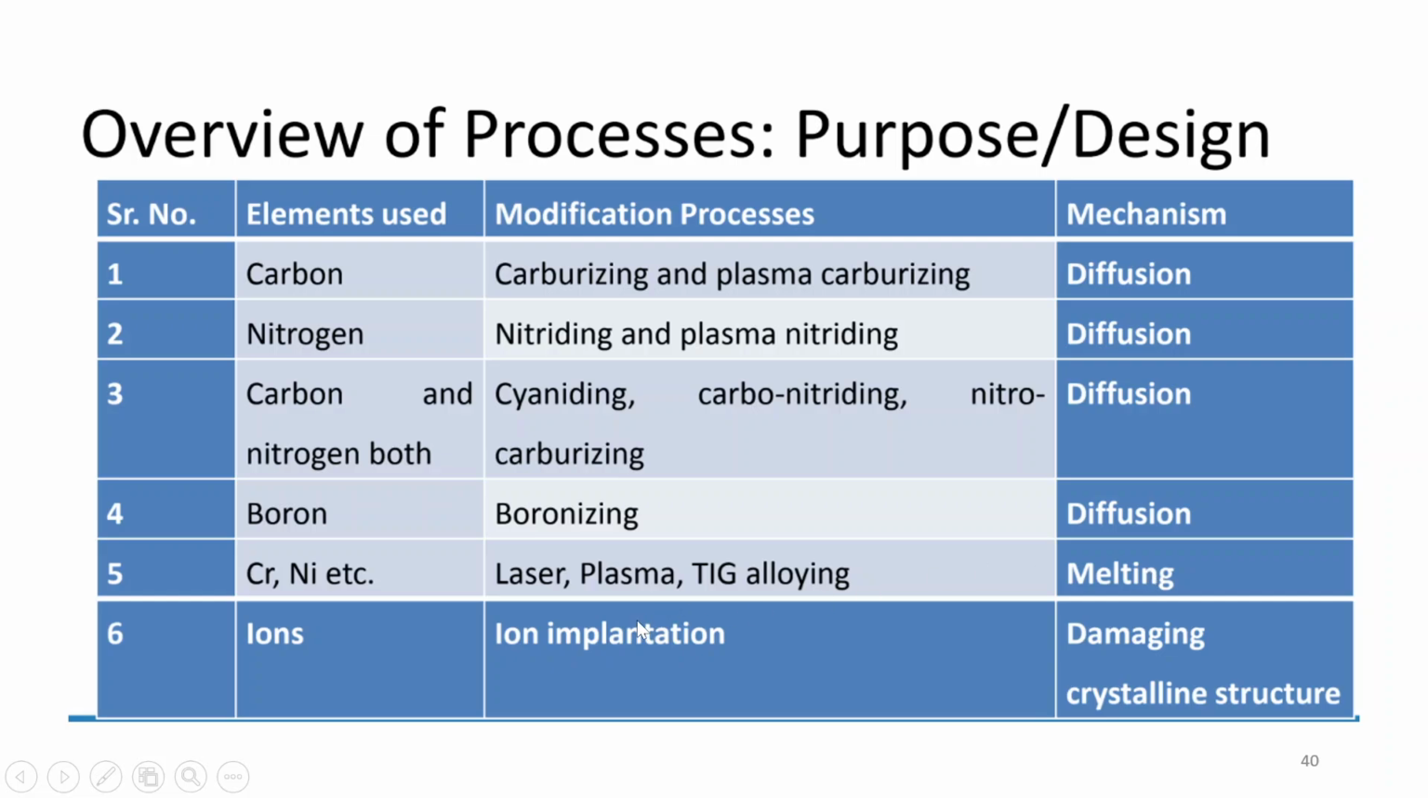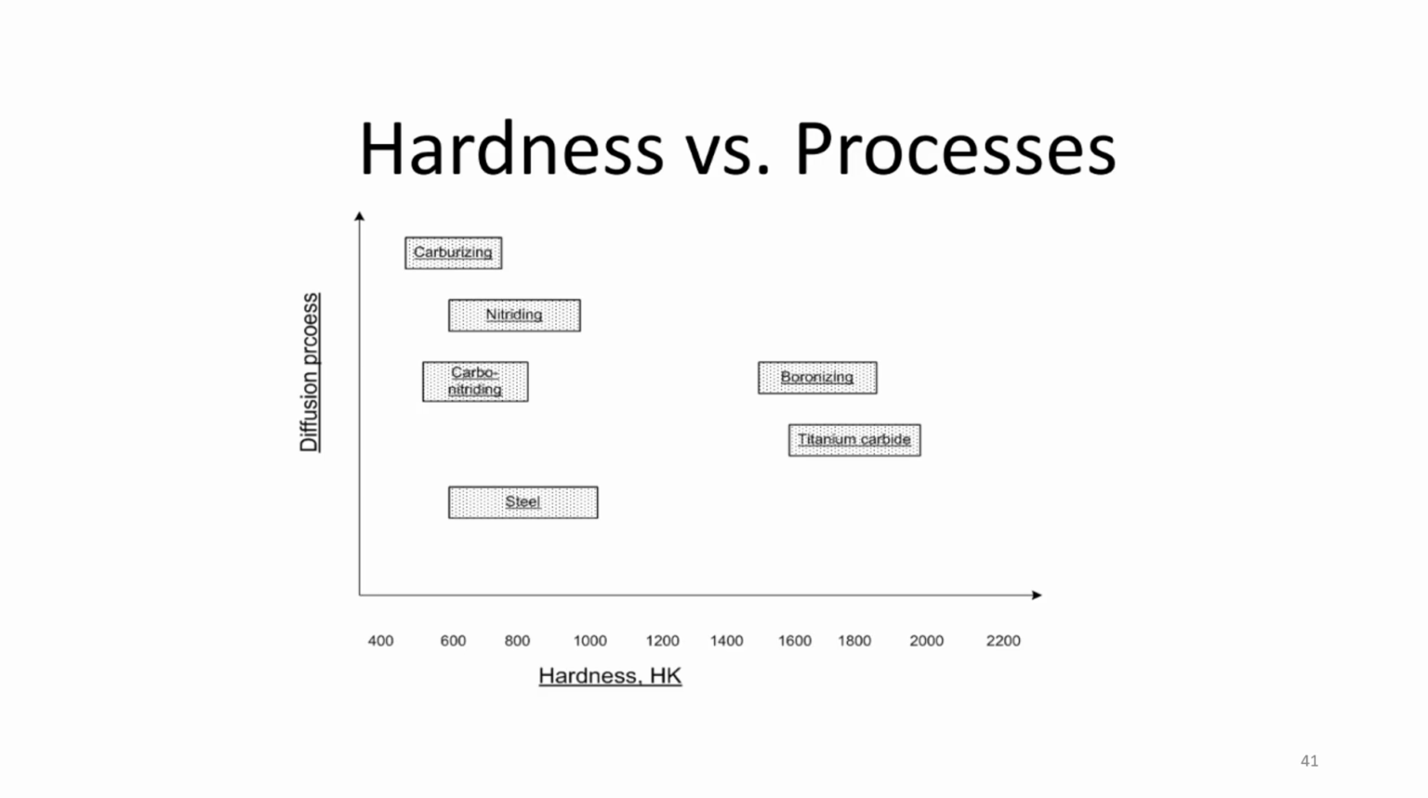Then we have ion implantation. In this case the elements used are ions, and the mechanism is damaging the crystalline structure.